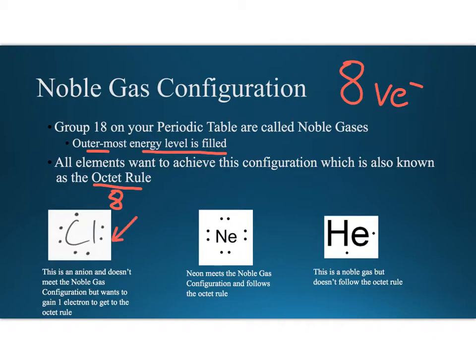If you look at this example, chlorine, this is an anion, because remember, anions are negative, and it doesn't meet the noble gas configuration, but it wants to gain 1 electron in order to get that octet, to get 8 electrons. Right now, if you count, it has 7 electrons around it, so it just needs 1 more to have that full 8 around it. If you look at neon, neon also meets the noble gas configuration because it has 8 electrons around it. So neon is good, neon is stable. And then the last example is helium. Helium is a noble gas, but it doesn't follow the octet rule, so it's kind of a special element in group 18.